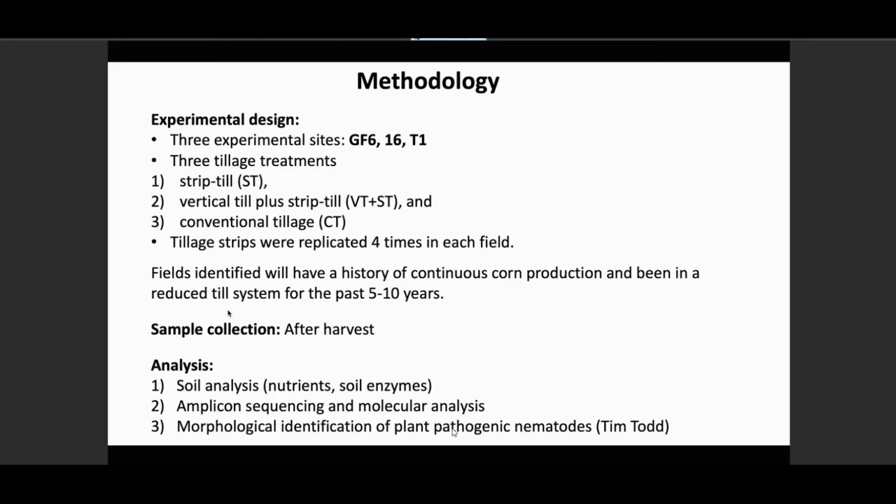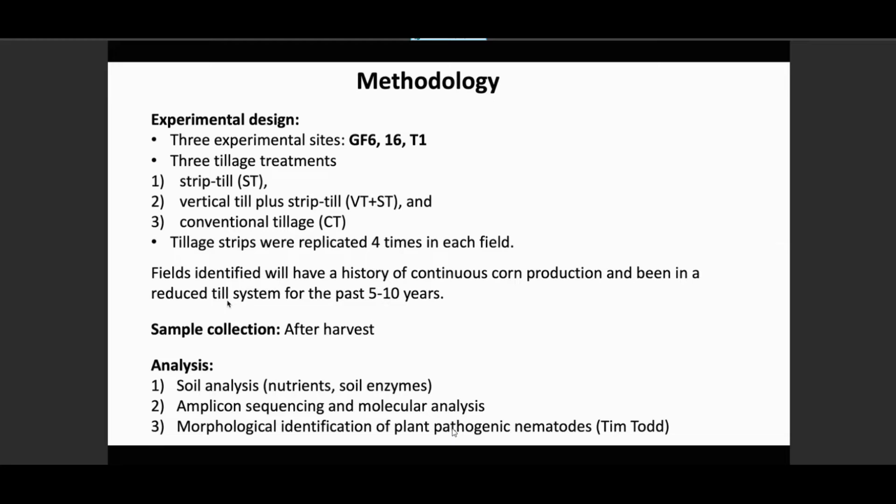I'll give you a brief methodology, but it's brief because I think Chad, you have already given a broad outline of our experimental plan. Yes, that's correct. So our experimental design is we have three experimental sites, which I will refer to as GF6, 16, and T1. In each site, we have three different tillage treatments. We have strip till, which I will refer to as ST. We have vertical till plus strip till, which I will refer to as VT plus ST. And we have conventional tillage, which I will refer to as CT from now onwards. Each tillage strip was replicated 4 times in each field.